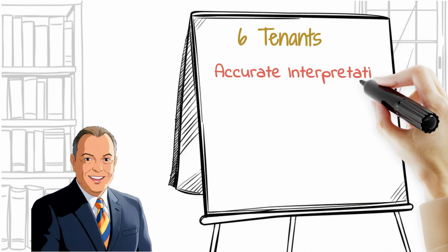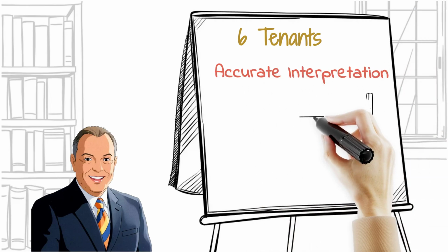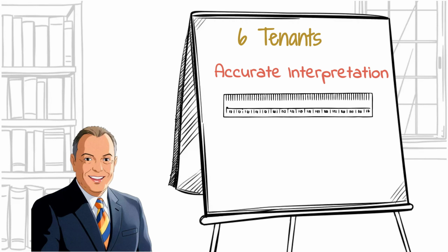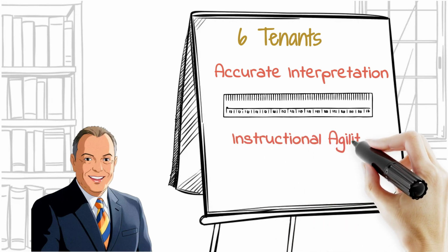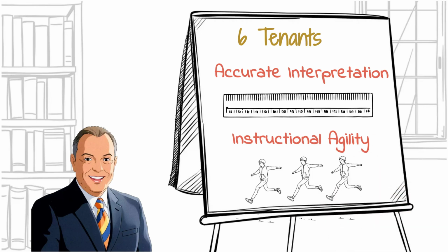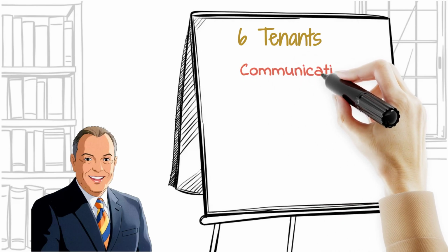Next, we have accurate interpretation. Teachers ensure that clear criteria is used to measure learning targets or the standards to avoid confounding variables. And instructional agility. Teachers use assessment evidence to modify their instruction in real time and use this evidence to support interventions and inform pace.